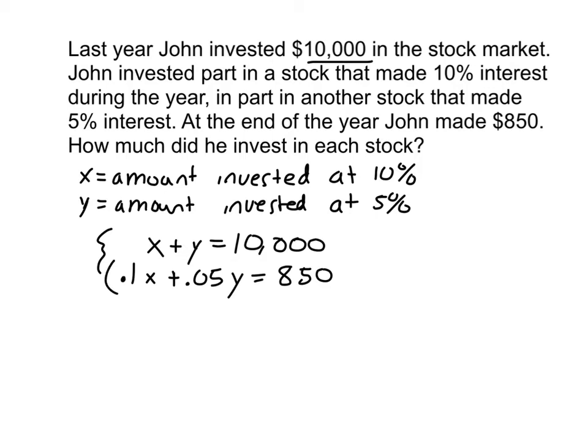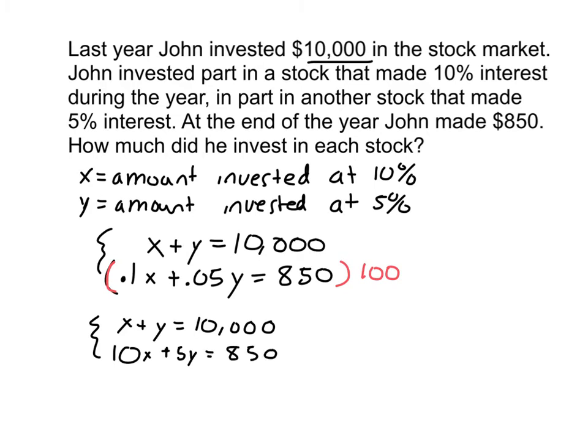First thing I'm going to do is multiply everything in the second equation by 100, so that I get rid of these decimals, which may make you uncomfortable. I'll leave what's on the top. On the bottom, if you multiply 100 by 0.1, you get 10, and if you multiply 100 by 0.05, you get 5, and then 850 with two more zeros is 85,000.